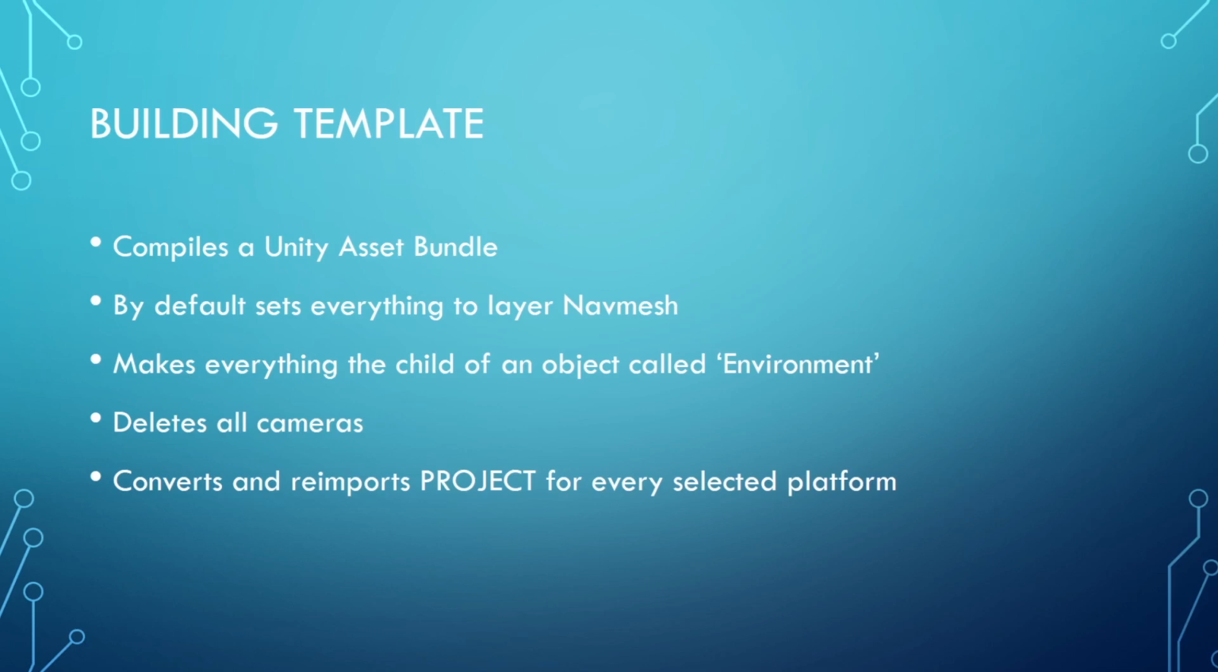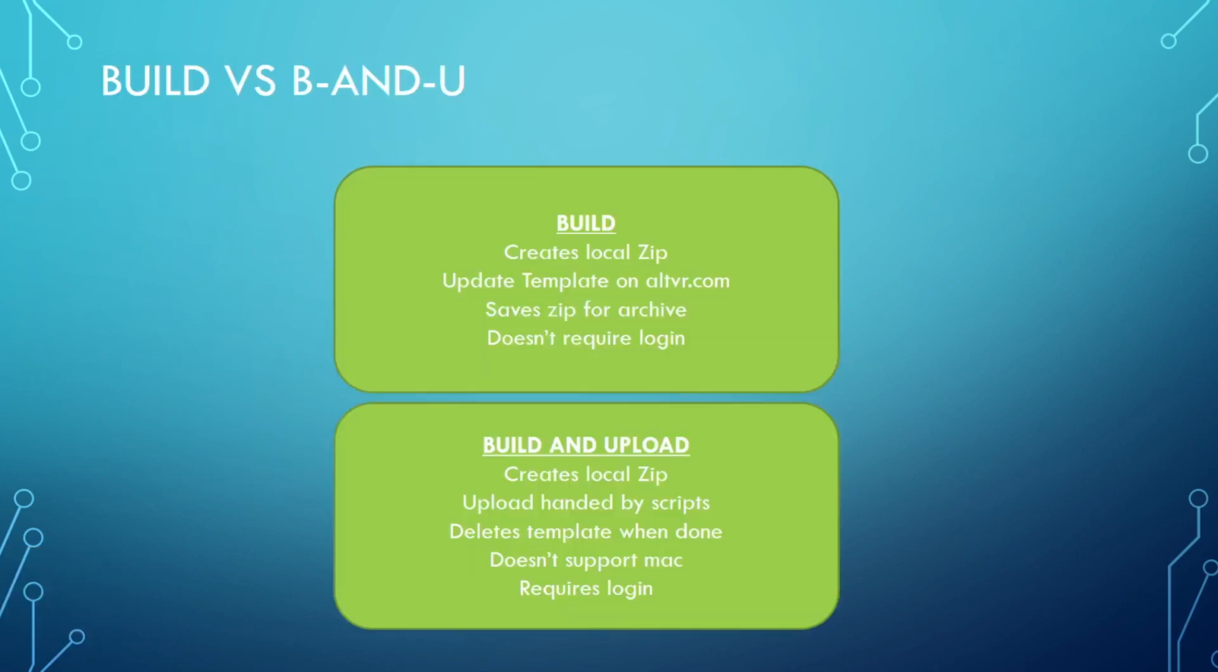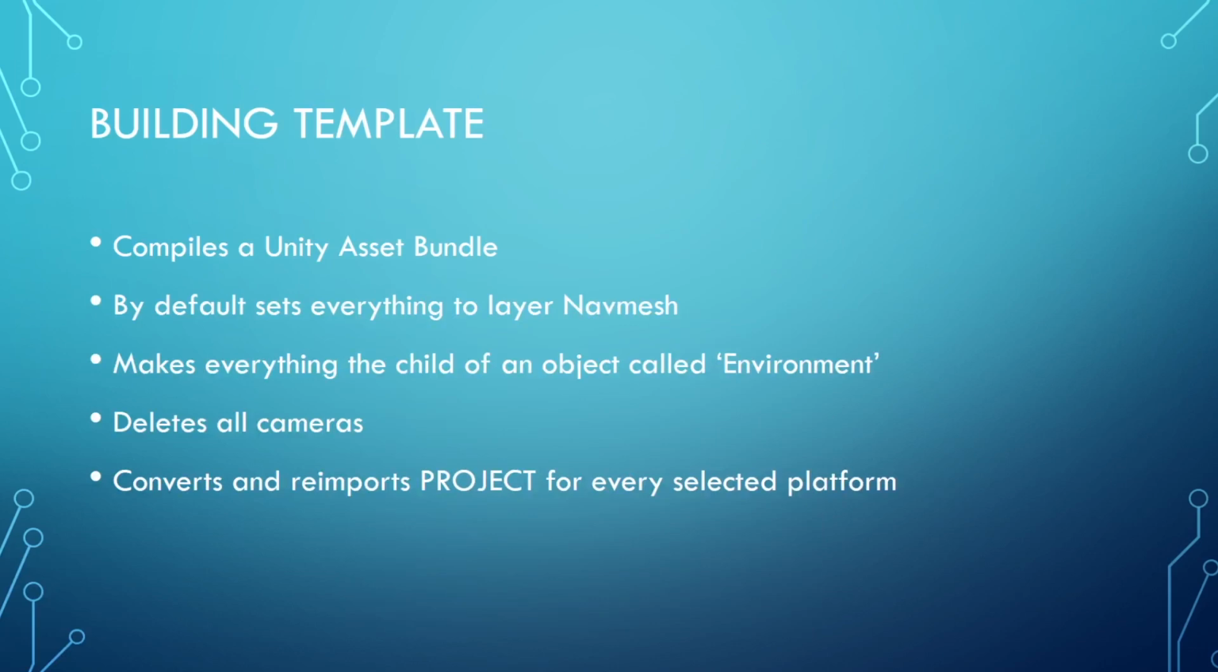By default, it's going to take all of the objects in my template. Now, this stuff is just for templates. It's going to take all this stuff in my scene, and it's going to put it onto a layer called nav mesh. It's a new layer. It's layer 14, actually. It really doesn't matter what that layer is called, it just has to be on layer 14. It makes everything the child of a new game object called environment. So it creates a game object called environment, and then it takes everything in your scene and makes all that stuff a child of this environment game object.